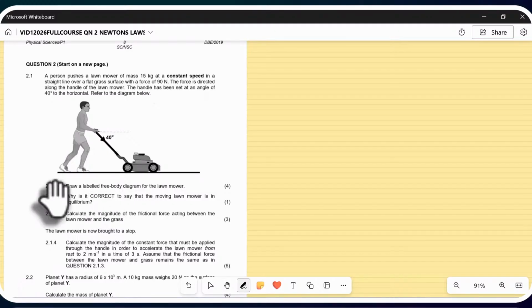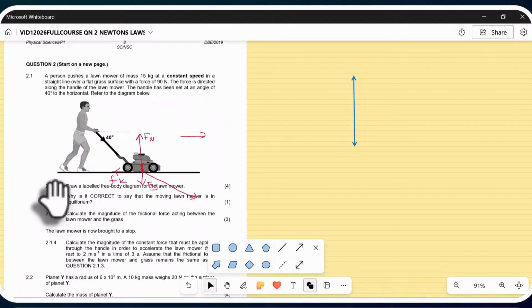As we draw this, understand that the lawnmower is this one here. It has got the weight, or Fg, and then the surface exerts the frictional force, this one here, which is opposing the motion. But because the lawnmower is going to the right, then friction must be facing where?